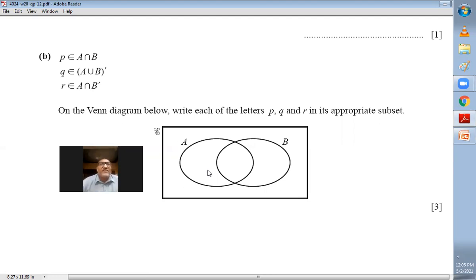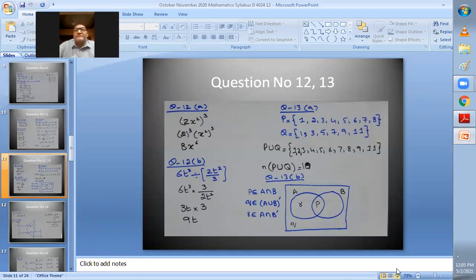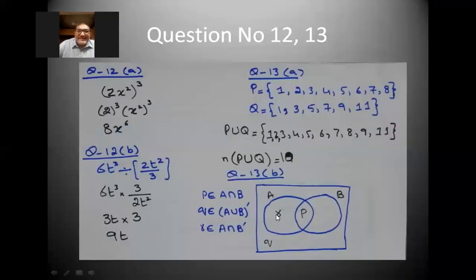So, 3-mark question, very important. On the Venn diagram below, write each of the letters P, Q, and R in its appropriate subset. Let me show you, I have done this. Here you can see the P will be where the A and B are overlapping. The Q will be A union B whole complement, which means A and B both and out of them. So the Q will be written here, out of both circles. R is out of the B, common with A, that is here.